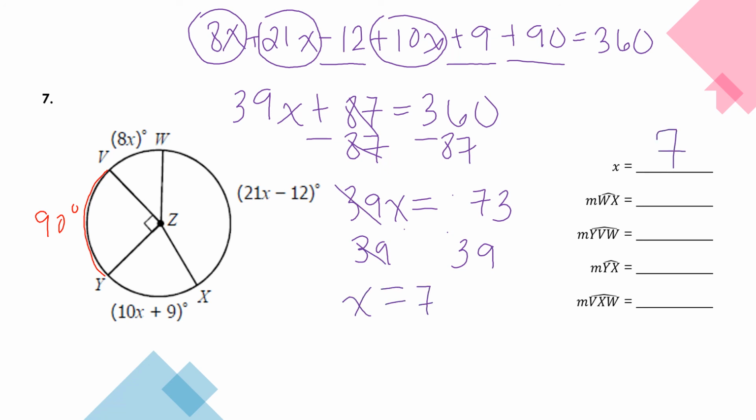So now that we know what x is, we can plug it back in to help us find each of those arc measures. So for VW, 8 times 7 is 56. For WX, we're going to do 21 times 7 and then subtract 12. So that's going to be 135 degrees. And then finally for XY, 10 times 7 plus 9 is going to be 79 degrees.